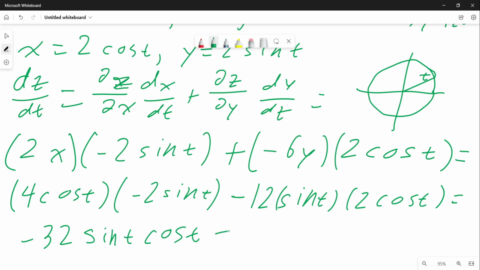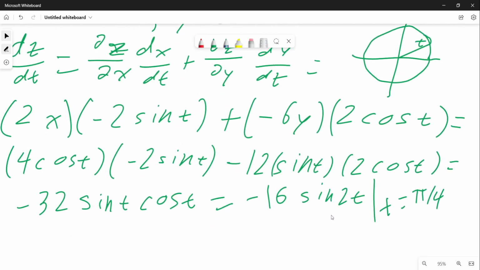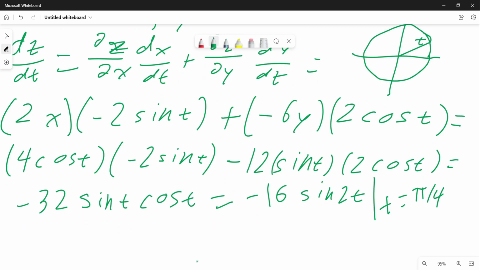Or if you prefer, there's the trig identity, which would be negative 16 sine of 2t. I would be fine with you leaving it in this form. And then it says evaluate this at t equals pi over 4. So if we plug in pi over 4 to this, we would get negative 16 sine of 2 times pi over 4.